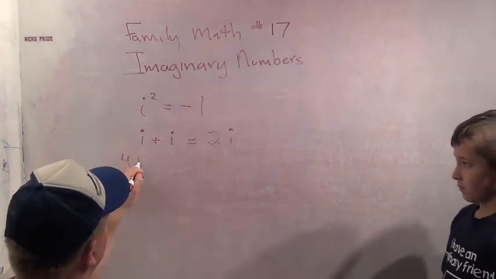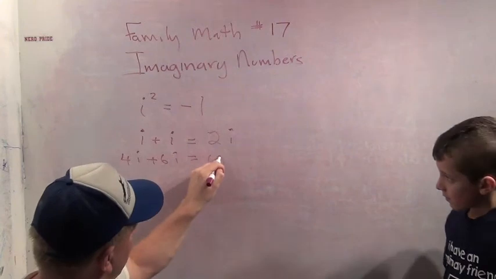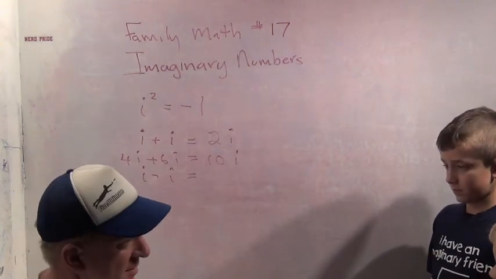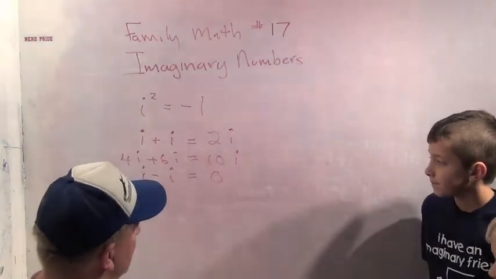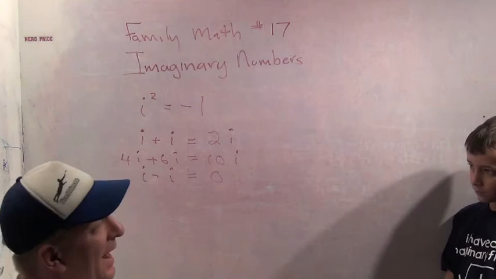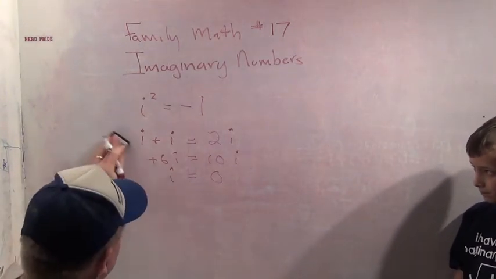How about what do you think 4i plus 6i equals? 10i. Very good. And what do you think i minus i equals? 0. That's interesting. So our number will just add just like it's a normal number, or just like it's an apple. Multiplying is a little strange, but that's okay.